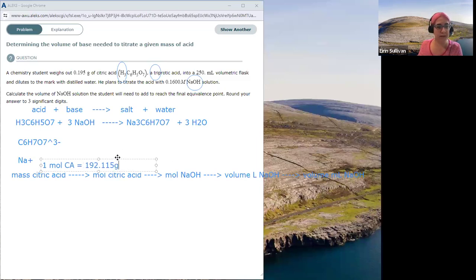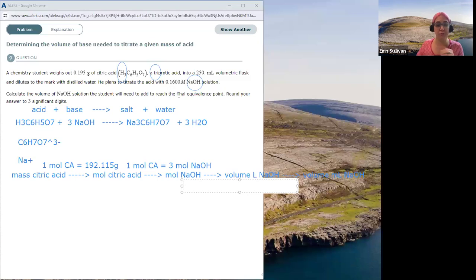So that is my equivalency I can use to convert between mass and moles. If I look at my balanced chemical equation, for every 1 mole of citric acid that reacts, it will react with 3 moles of sodium hydroxide. So 1 mole, I'm just going to use Ca for citric acid, or we'll be here all day, to 3 moles of sodium hydroxide. And then to get from my moles of sodium hydroxide to my volume in litres of sodium hydroxide, I'm going to use that concentration of 0.16 moles per litre as a conversion factor.